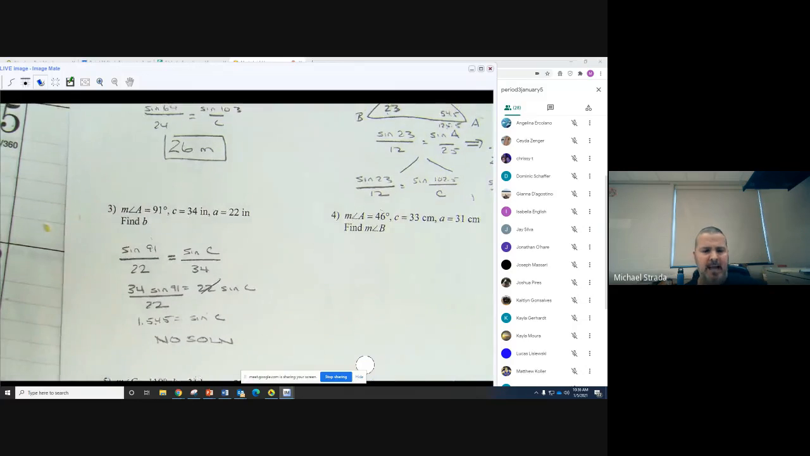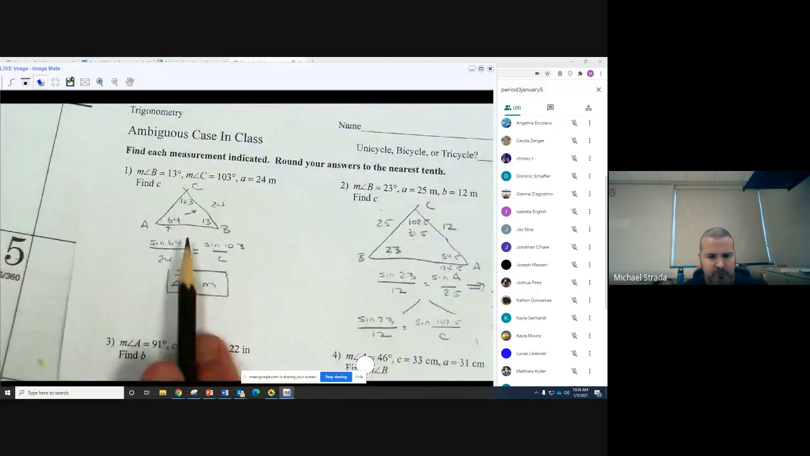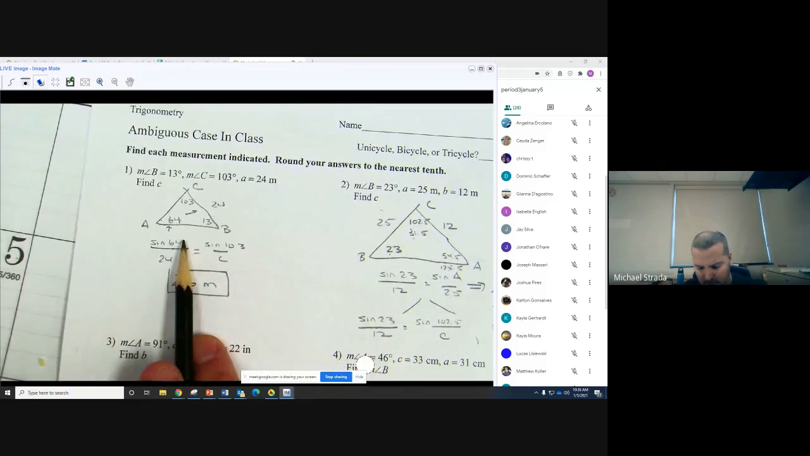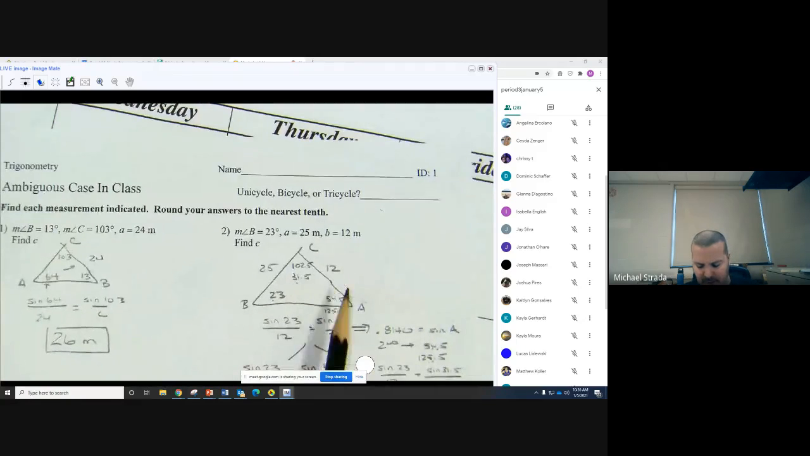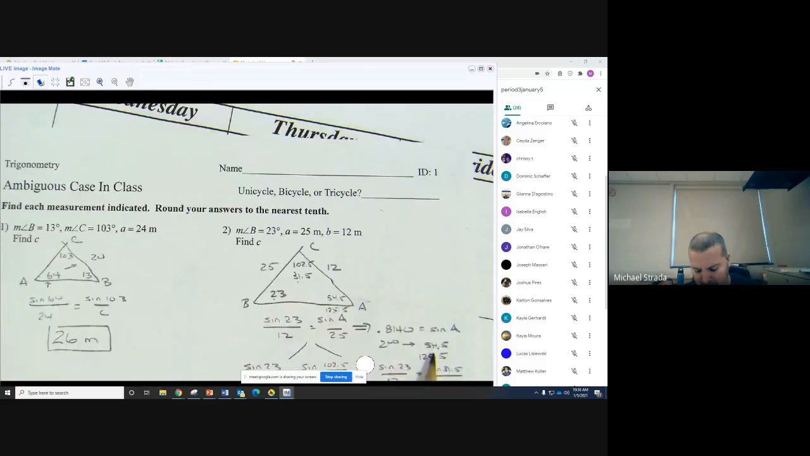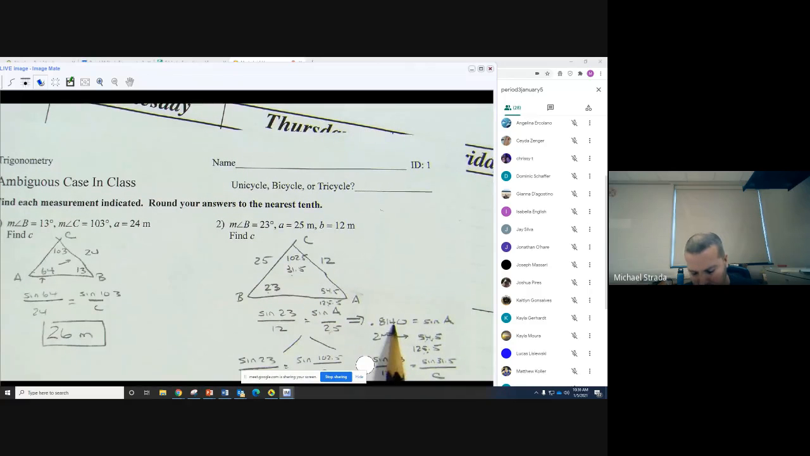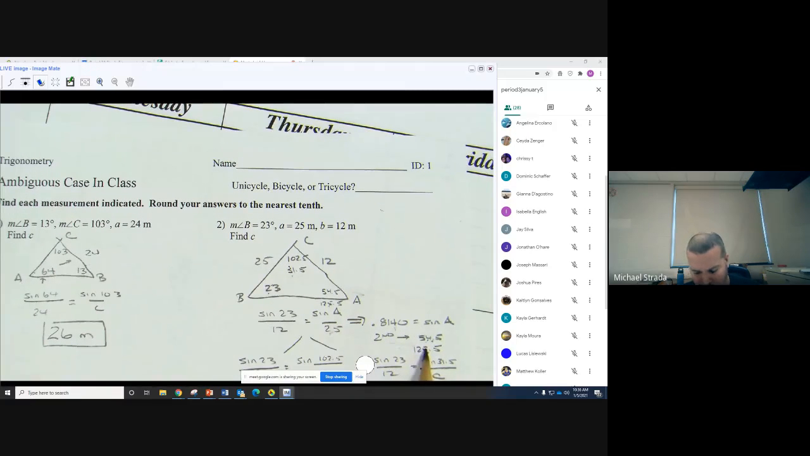All right, so again, number one, if they give you two angles, you don't have to worry about the ambiguous case. You're just going right to work. Number two, in the side-side-angle situation, if the sine comes out to be less than 1, you figure out both angles and see if they both work.